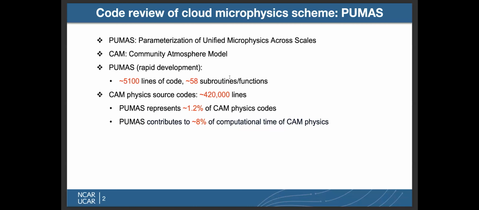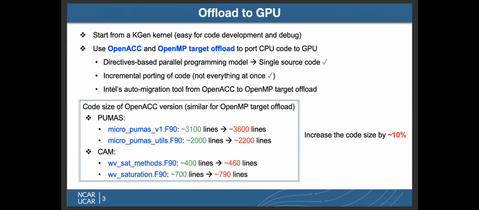So the strategy we came up with is to offload the computation of PUMAS to GPU. The reason is, first, the whole CAM code is already highly parallelized on CPU by MPI or OpenMP. Second, the PUMAS calculation is mostly column independent, which makes it a natural fit for GPU computing. So when we do the GPU offload work, we don't begin with the whole model. Instead, we generate a kernel version of PUMAS, which is easy for code development and debugging.